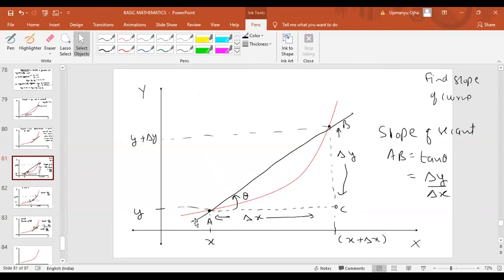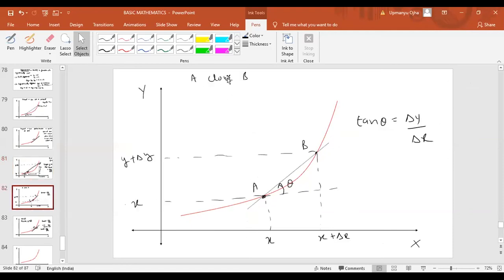Now, if I draw the line joining these 2 points on the curve and then try to find the slope of this curve, the slope of that secant will be equal to delta y by delta x. We can clearly distinguish delta y and delta x. Now, if I bring the point A very close to point B, we can see here A and B are very close to each other. Again, the slope of this line will be delta y by delta x. But here also we can clearly distinguish delta x and delta y.